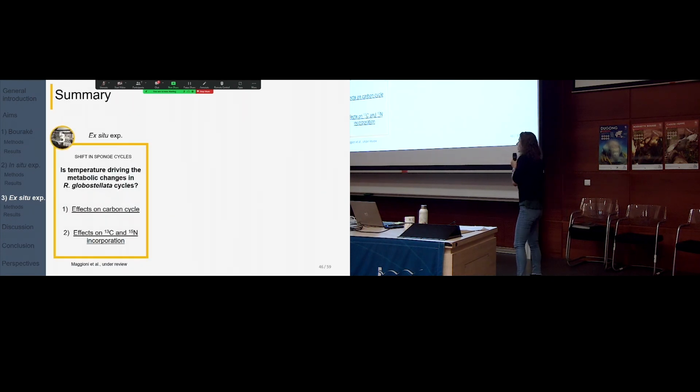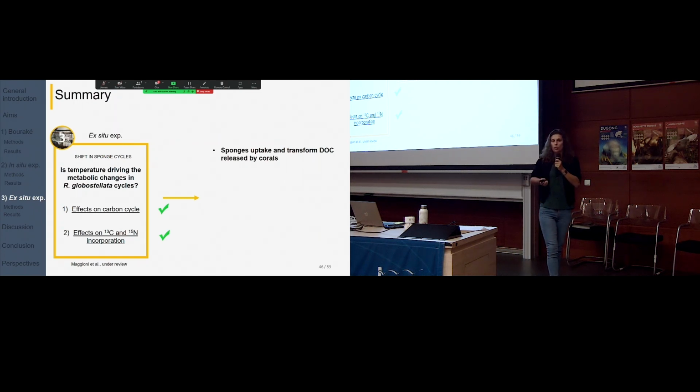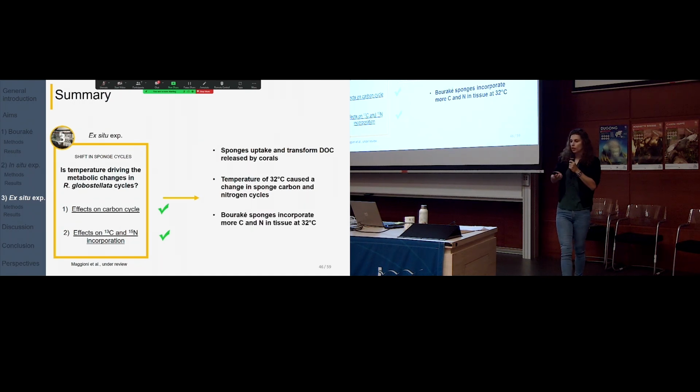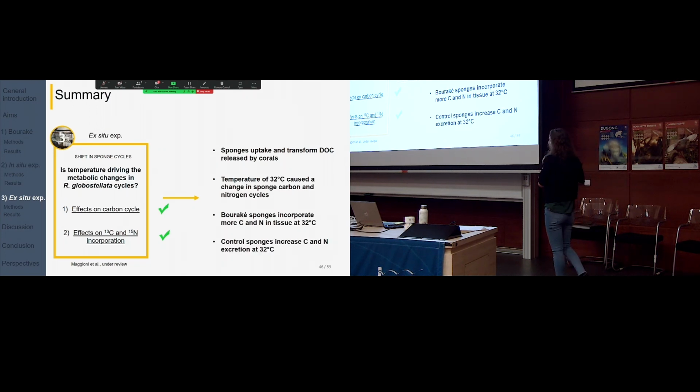So in summary, the aims here were to understand the effect of temperature on carbon and nitrogen cycles and their incorporation in the sponges. Both aims were completed. I found that both sponges uptake dissolved organic carbon released by corals, and that a temperature of 32 degrees causes a change in the sponge carbon and nitrogen recycling, with Buraké sponges that increase their incorporation into tissue, and control sponges that increase their excretion into detritus. So these are the main results that I found during my thesis.